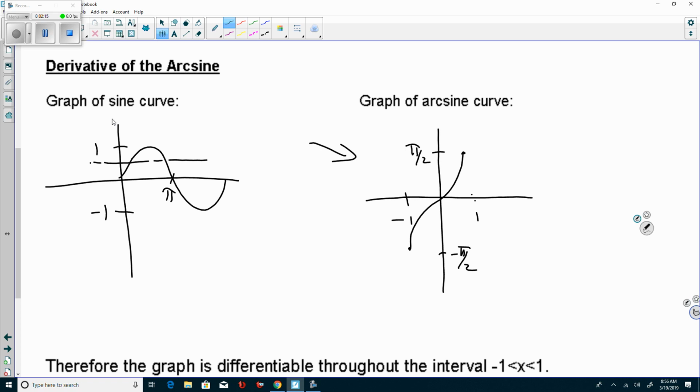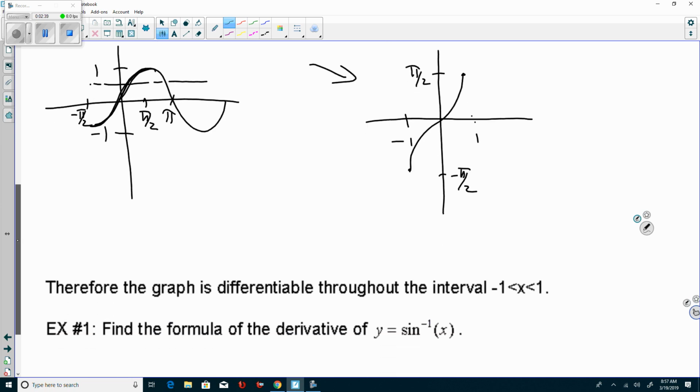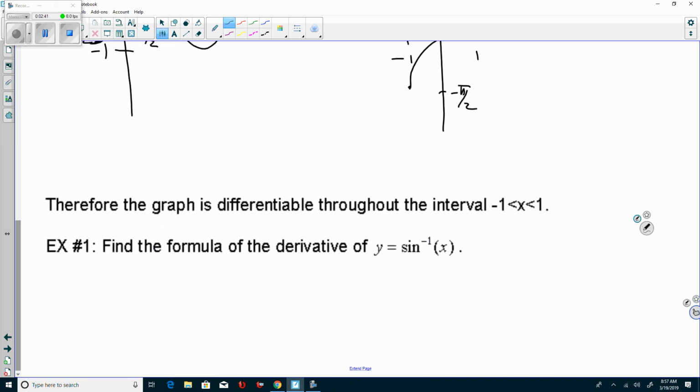And it's just a snapshot, so it's really this part right here that is being reflected over the line y equals x. Okay, and this takes me from -pi/2 to pi/2. Okay, does that make sense? All right, so since it passes the horizontal line test, the graph is differentiable throughout the interval, or -1 to 1, because those are your max and mins.